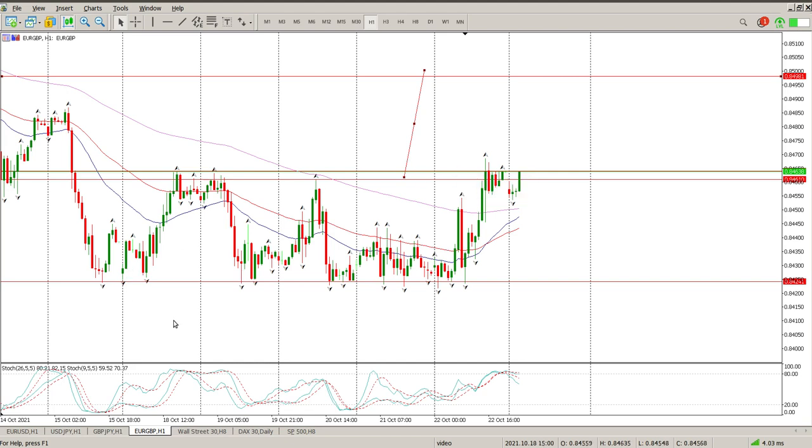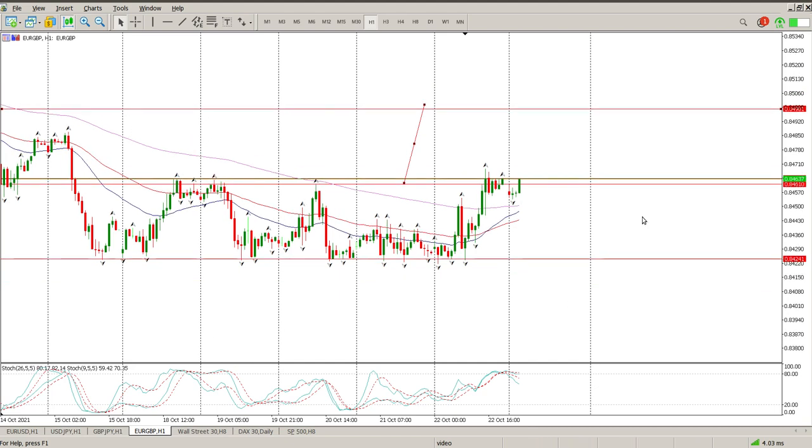The pound is looking interesting. Euro USD is also looking interesting. Well, actually, everything's looking interesting at the moment, but just be patient and wait for the structure to happen.